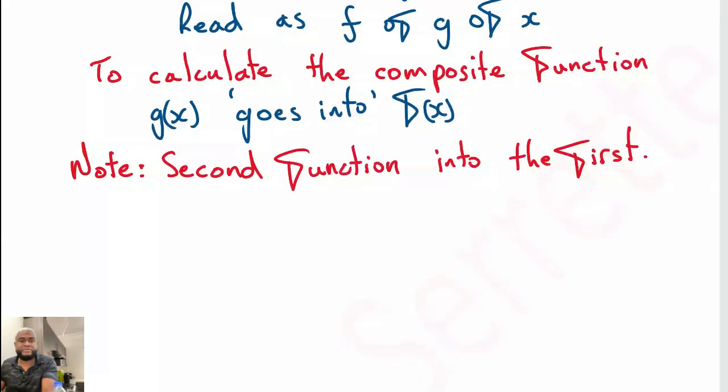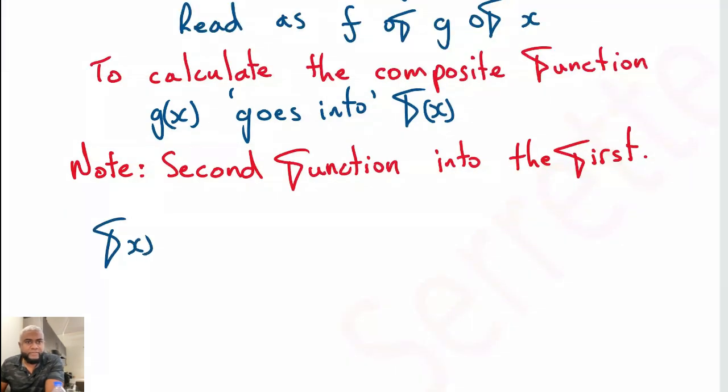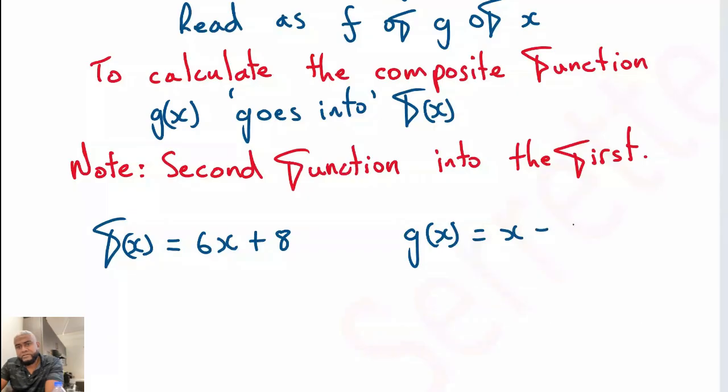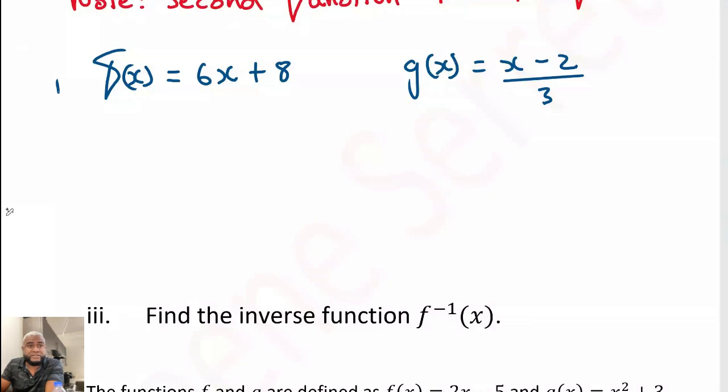My first step would always be to write down the two functions, right? Who can remember what f of x was? 6x plus 8. And the second function, g of x, is x minus 2 over 3. So this is always going to be my first step, write down the two functions, right? So they want us to find this question, which is part 2. This is where part 2 starts, right?